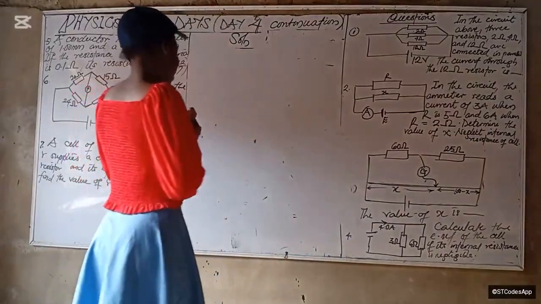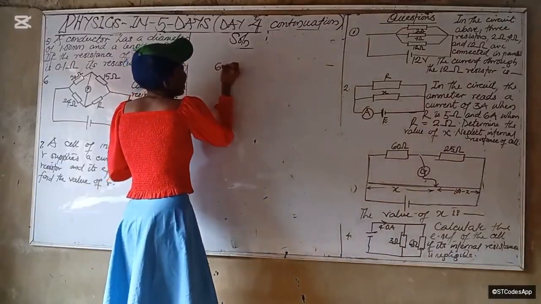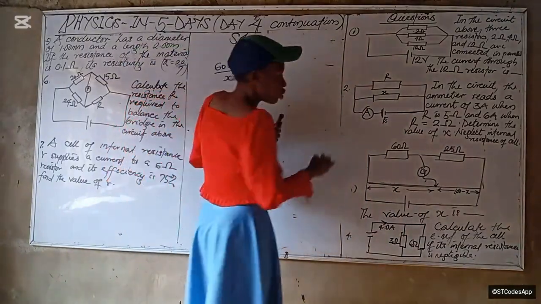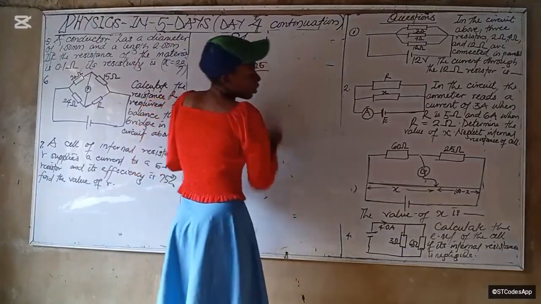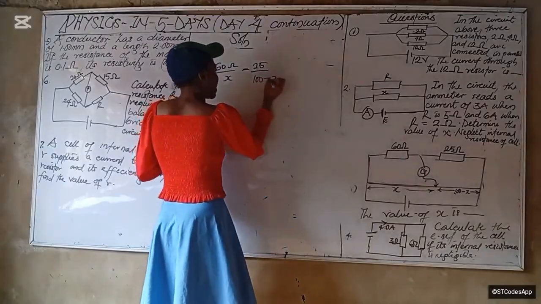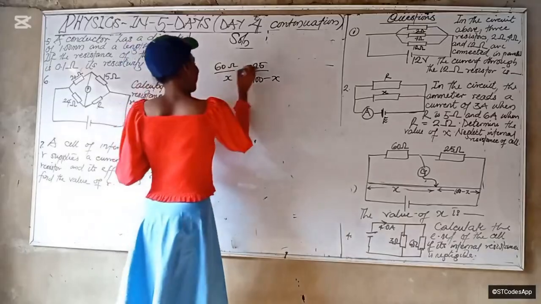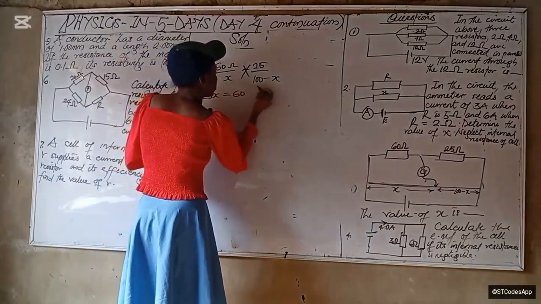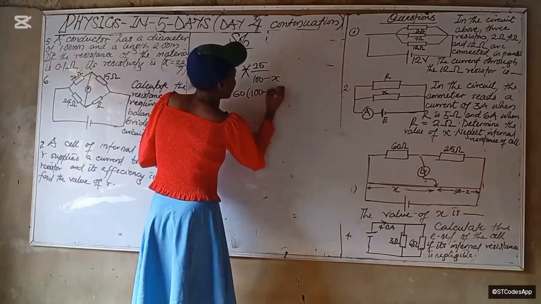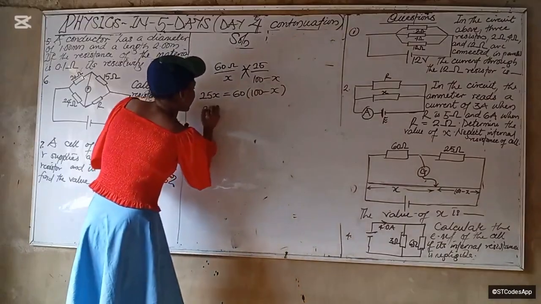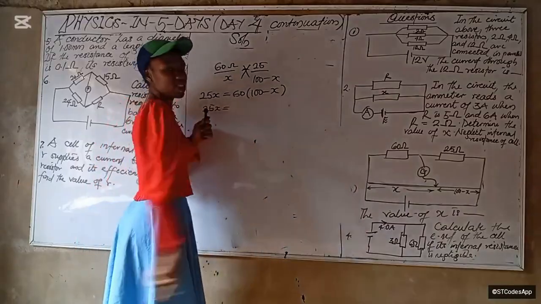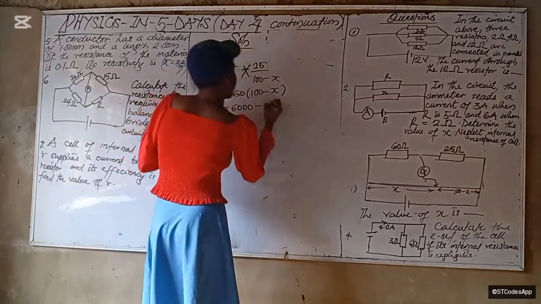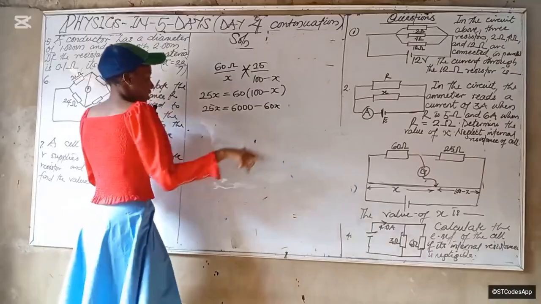Number 3 question. 60 ohms over x will be equal to 25 ohms over 100 minus x. So we are going to cross multiply. We have 25x equals 60 into bracket 100 minus x. 25x equals 60 times 100 minus 60x.